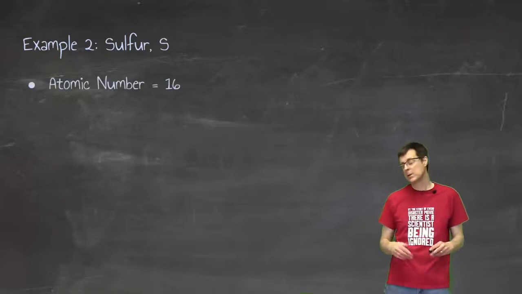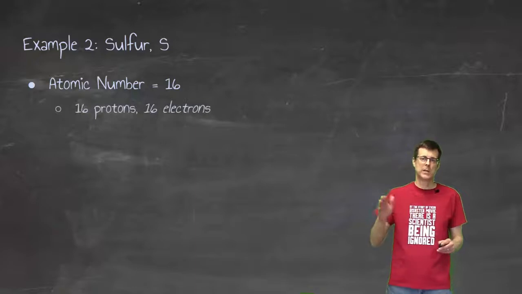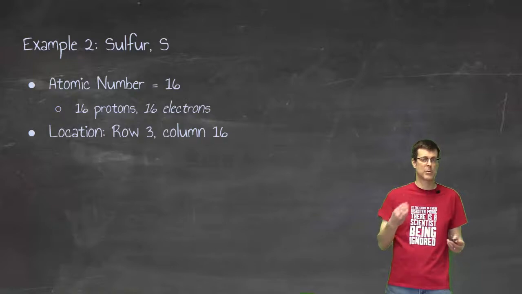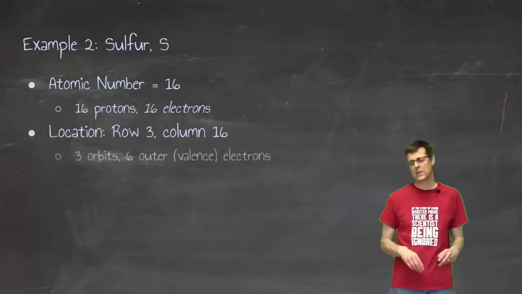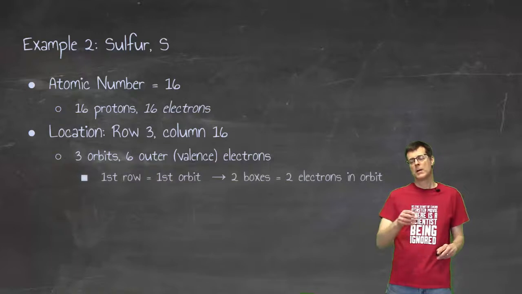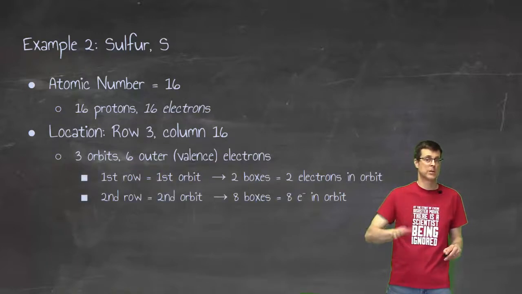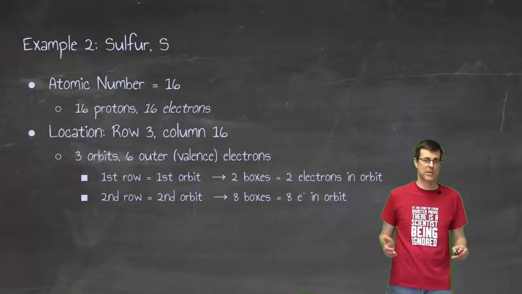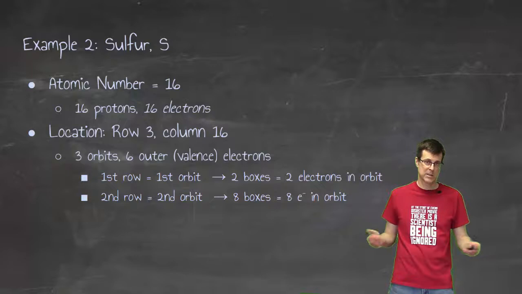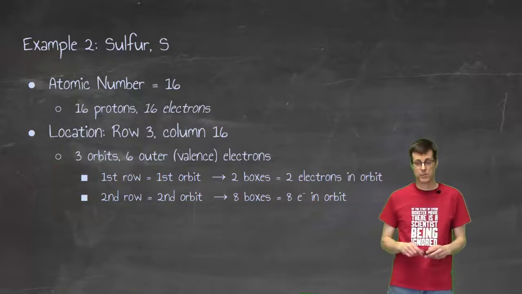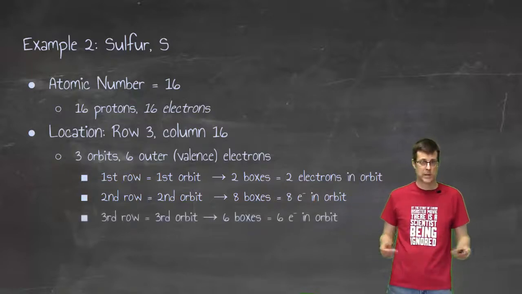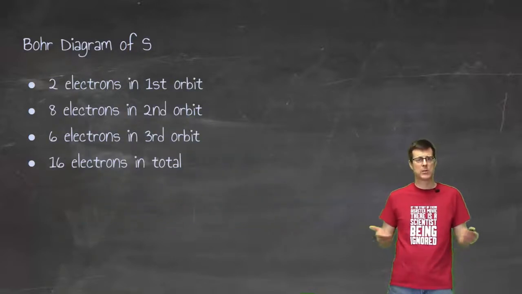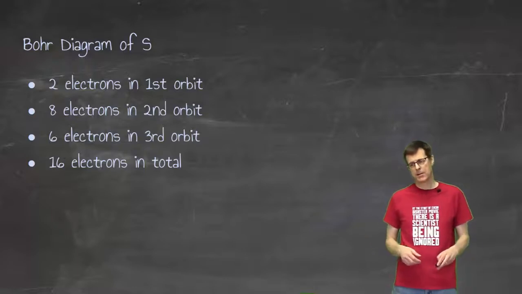Find sulfur. It's element number 16. If you found it in the periodic table, it's got 16 protons, 16 electrons. It's in the third row, so 3 orbits. Column 16, so 6 valence electrons, same as before. And then building it up from the first row, second row, third row, they go all the way across the first row, all the way across the second row, almost all the way across the third row, and I would have 6 spaces across this third row in order to get to my sulfur atom. Okay, so that's what my diagram is going to look like. 2 in the first, 8 in the second, 6 in the third.